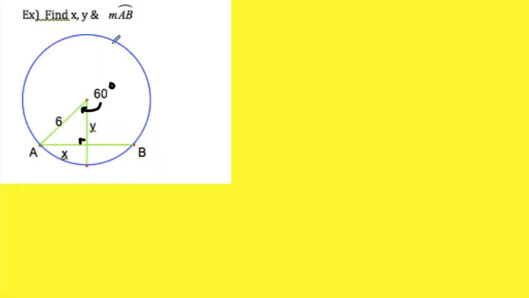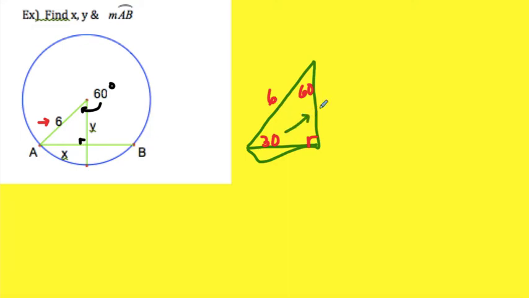All right, here we go. I'm trying to find x, y, and the measure of arc AB. Well, I can see the 60-degree angle, and 60 in a right triangle? Oh my goodness gracious, that should start to get me thinking. I have a 30, 60, 90 triangle with this radius, or the hypotenuse, of 6. So remember, you always want to work your way back to the short leg. So if the hypotenuse is 6, the short leg across from 30 would have to be 3. And that would make the side opposite 60 3 root 3. So then x is 3 root 3 and y is 3.